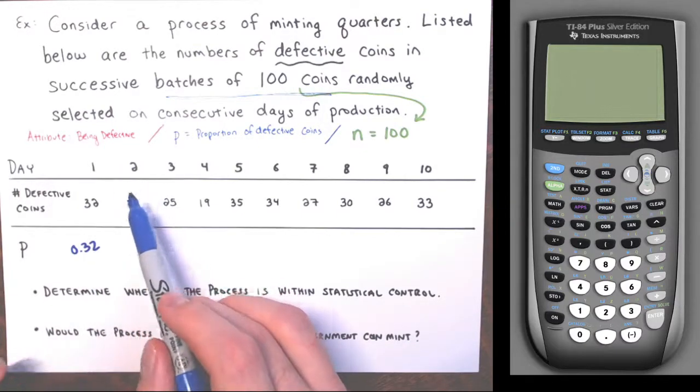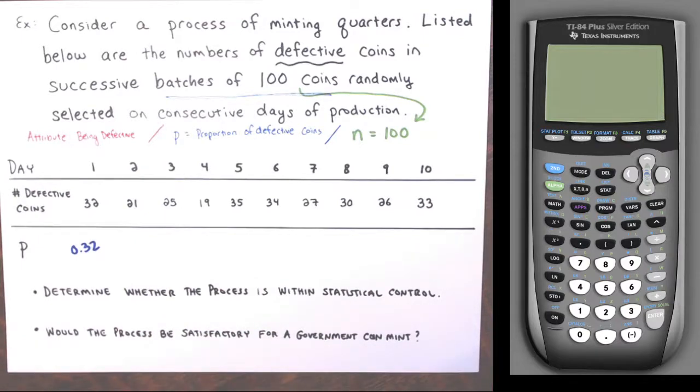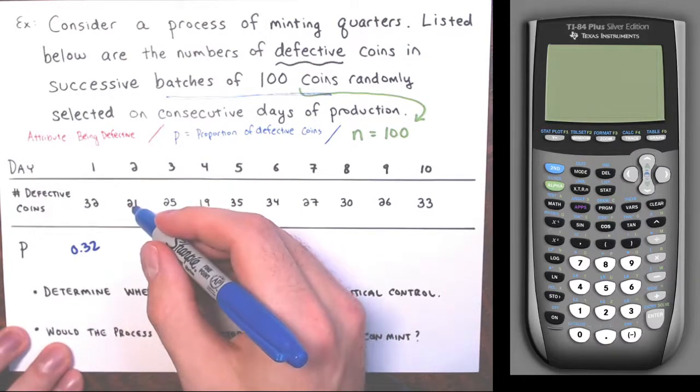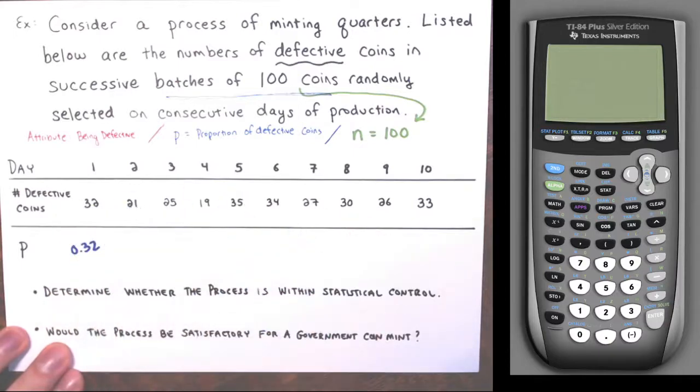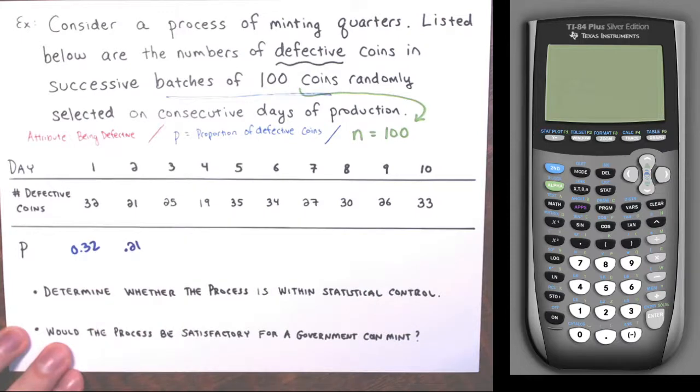Second day, same thing. They produce a bunch of coins all day long. They take 100 random coins and maybe measure their circumference, their weight, their thickness, and see if the coins fall within the specification guidelines for the U.S. government or something, or if it's the Denver Mint. And they find that 21 out of the 100 that day are defective, right? So 0.21, 21 out of 100, right?